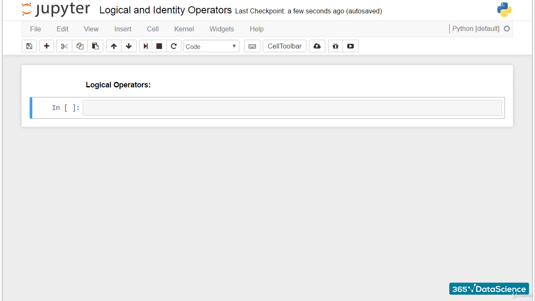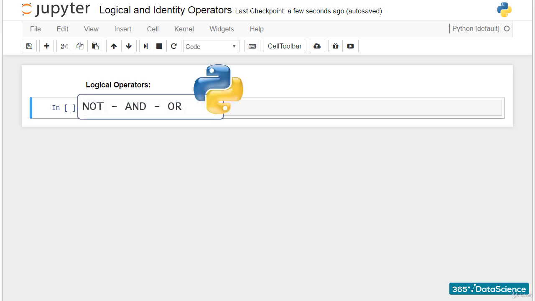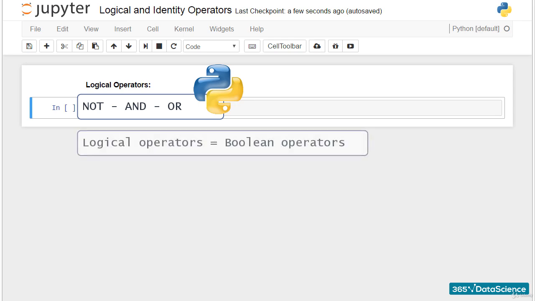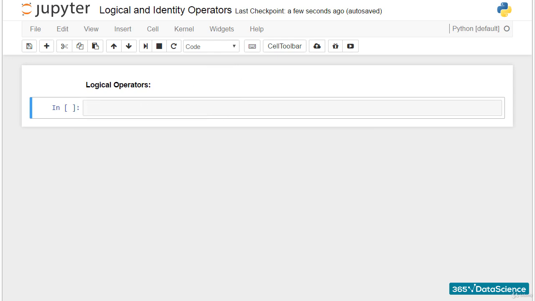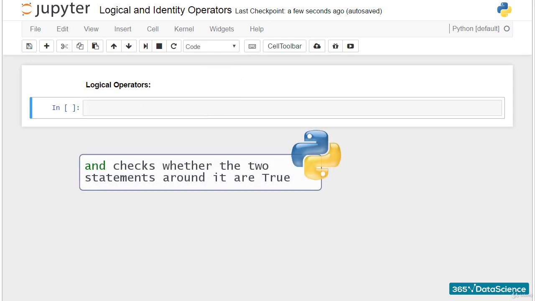Briefly, the logical operators in Python are the words not, and, or. They compare a certain amount of statements and return Boolean values, true or false, hence their second name, Boolean operators. Let's start by providing an example with and. And checks whether the two statements around it are true. Let's use only the Boolean values true and false for now.